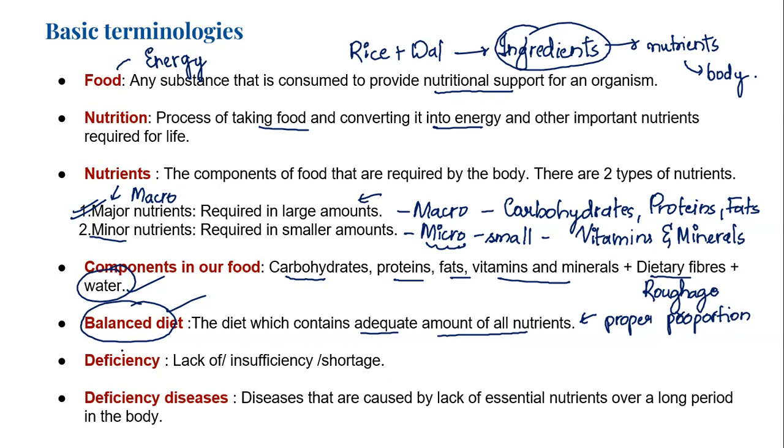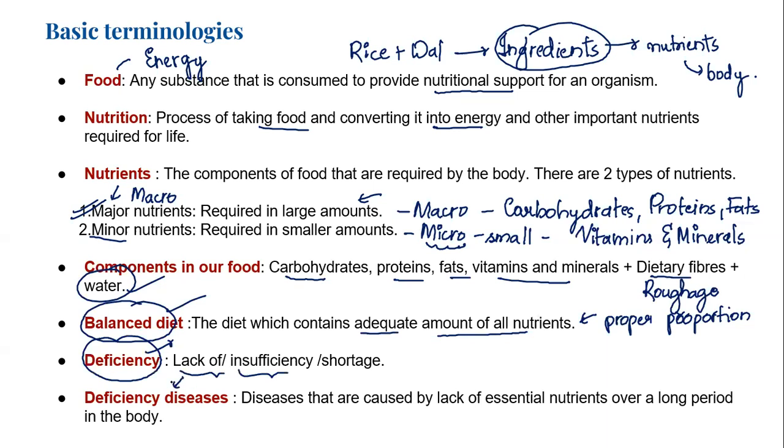And if I talk about it, anything excess is not good for health, right? Apart from that, anything which is less and we are not taking it up, that leads to the deficiency of that particular nutrient in our body. It results in lack of or insufficiency or shortage of that particular nutrient. We will be discussing all this, but before going ahead, I just wanted you all to know about the basic terminologies that we are going to use in this chapter. Okay. Then there will be the deficiency diseases.